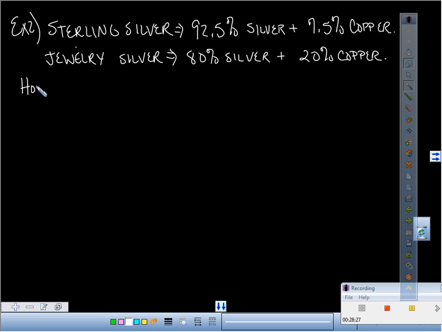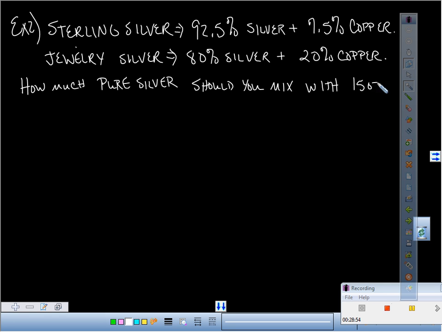How much pure silver should you mix with 15 ounces of jewelry silver to make sterling silver?